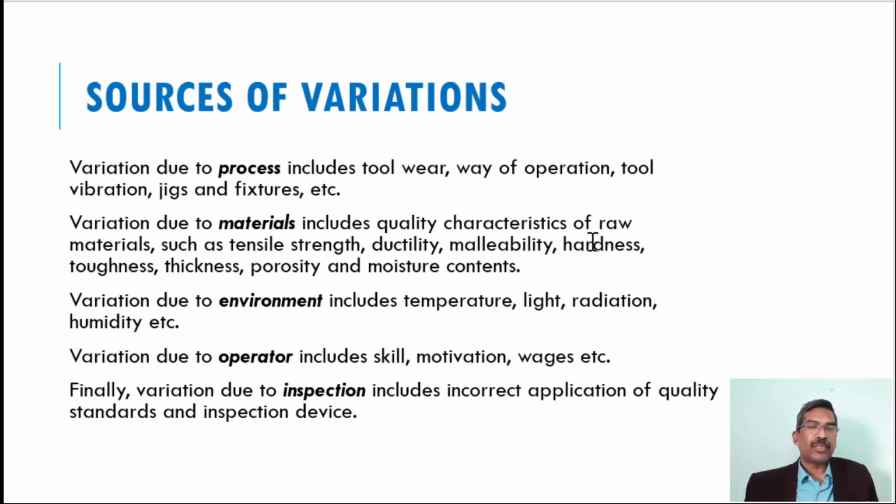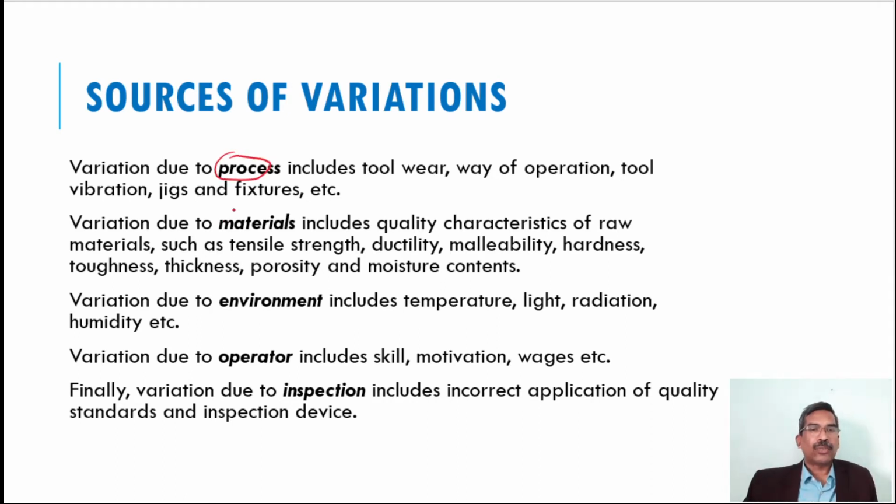Now see what the different sources of variation in the product are, that is, why the different quality parameters vary in the product. There may be different sources of variation. One is variation due to the process, including tool wear, way of operation, tool vibration, jigs and fixtures. This is due to the process, so this is one of the sources of variation.